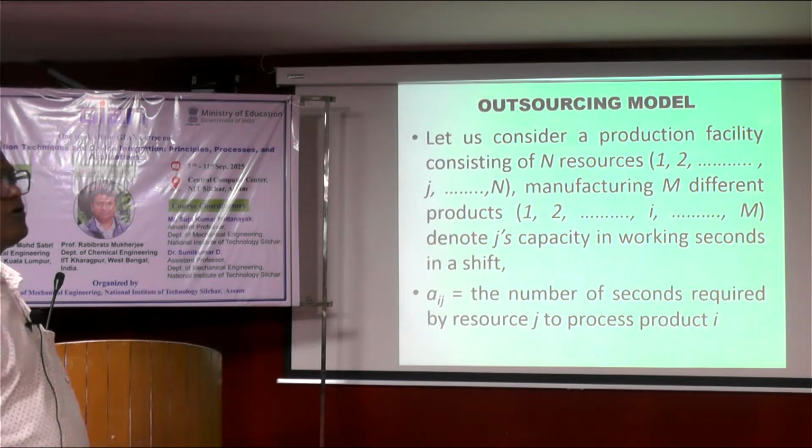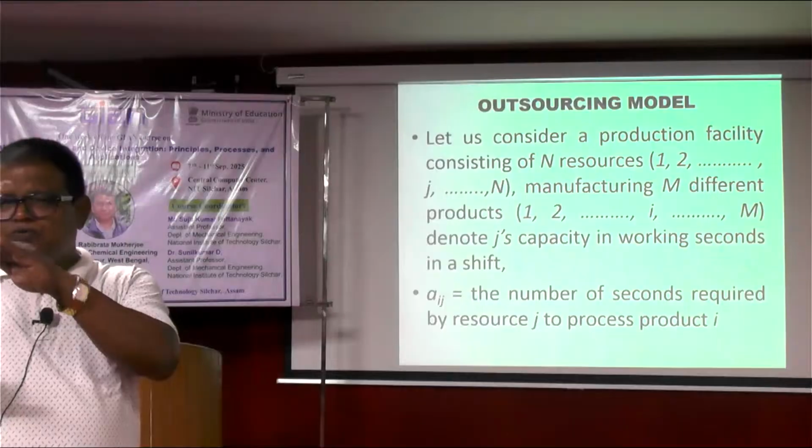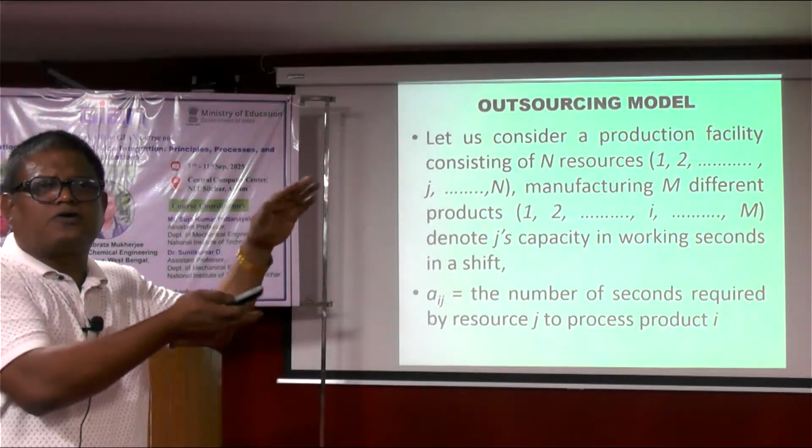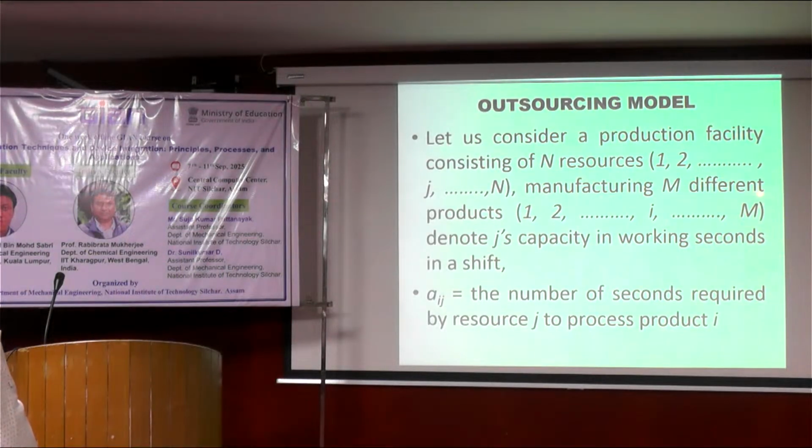Manufacturing m different products, like I told, the product means 200 ml bottle, 500 ml bottle, 1 liter bottle, 2 liter bottle, like this. So they have in total m different types of products. It denotes j's capacity in working seconds in a shift. N is the number of resources, M is the number of products. It denotes j's capacity in working seconds in a shift. That means for producing a particular type of product in a particular machine.